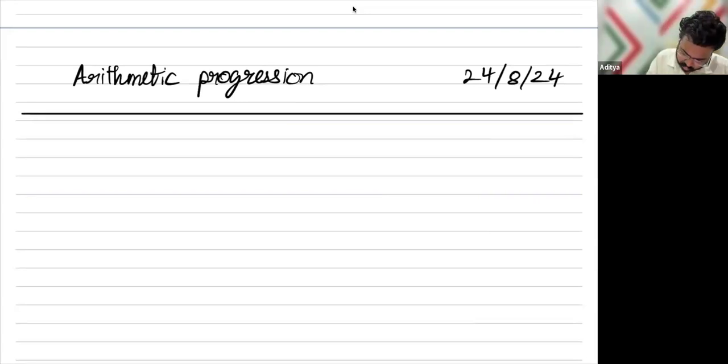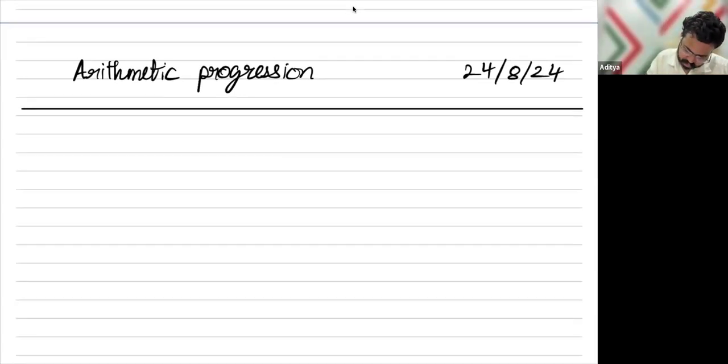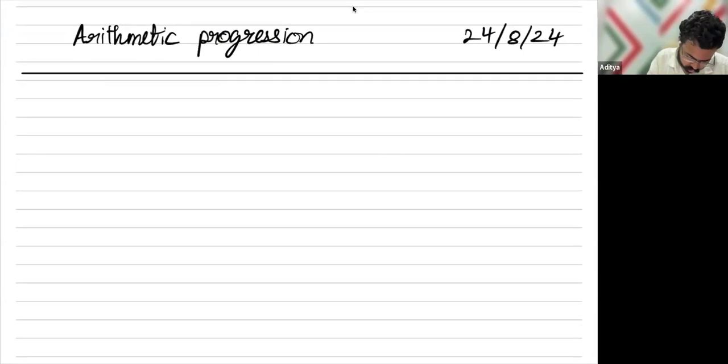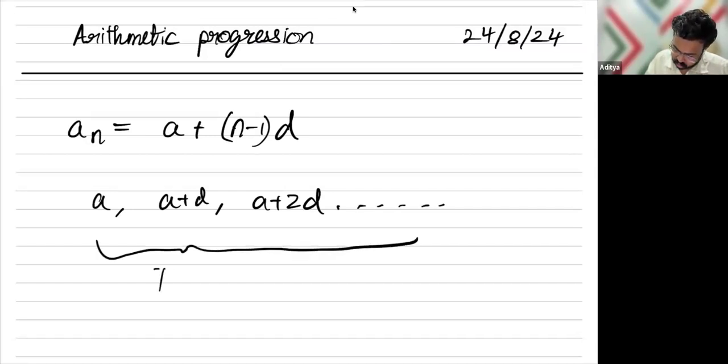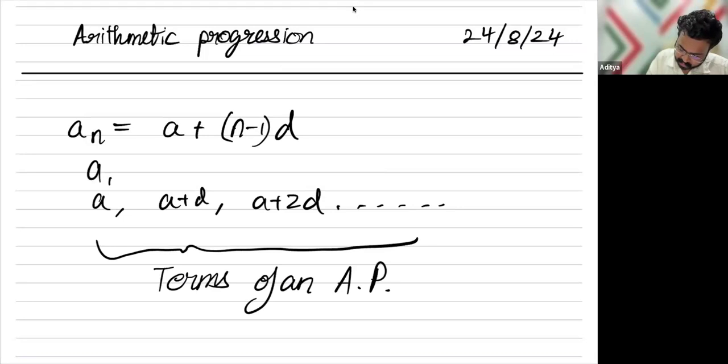I'll mention the theory initially, and then you can apply it. I hope most of you would know it already. This is the nth term of an arithmetic progression. It can be written as the first term plus (n minus 1)d, where terms like a plus d, a plus 2d, and so on are terms of an AP, and this is written as a1, a2, a3, and so on.